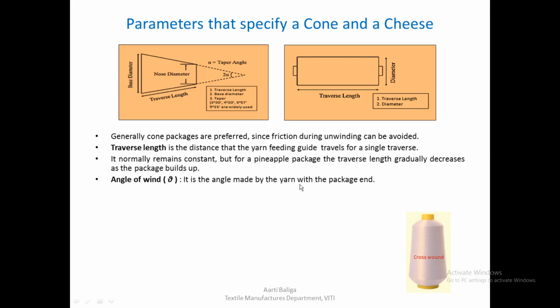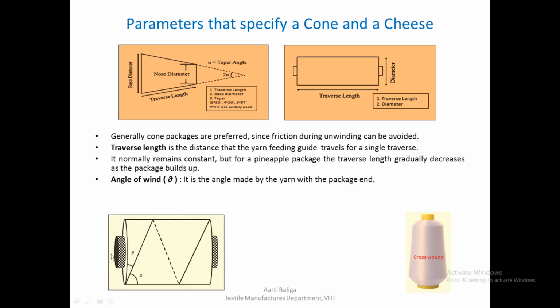So let us see what the angle of wind is. It is the angle made by the yarn with the package end. When you look at this particular diagram, this is the yarn, the coil that is laid, and whatever angle this coil makes with the end of the package is known as the angle of wind, and it is called theta.